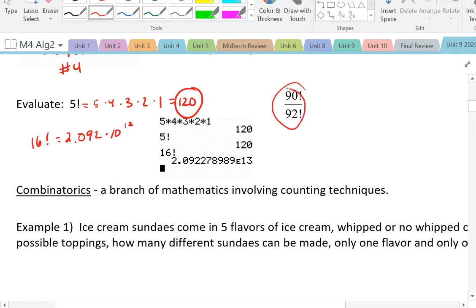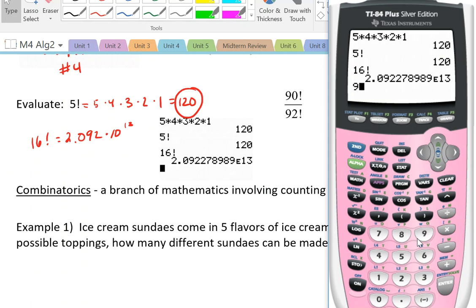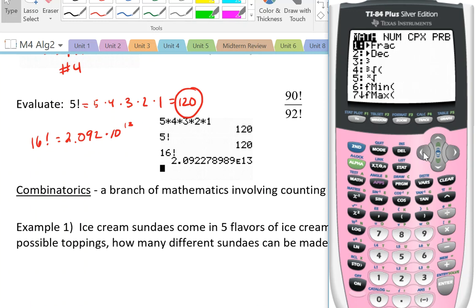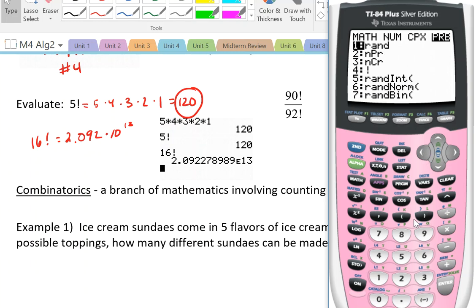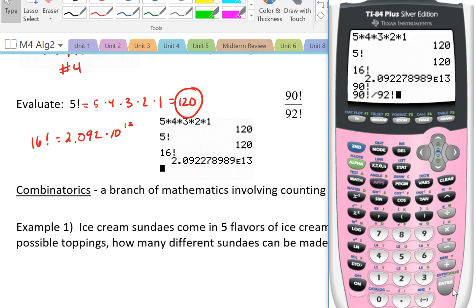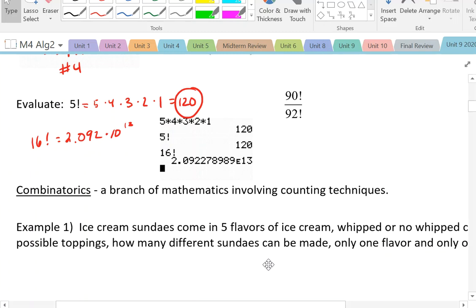Now I have one more thing here, and I have 90 factorial divided by 92 factorial. Okay, so 90 factorial. Overflow. Oh, man. So that means I can't actually do this. So we are not going to think that it's impossible, though, before you start to go down that rabbit hole. See, and even that overflows. So think about what we're doing here.